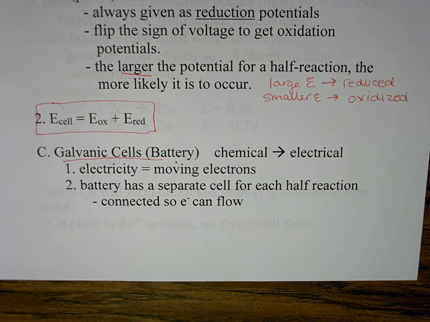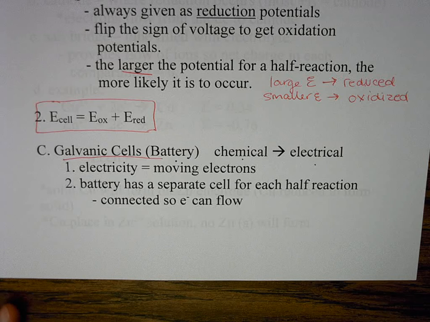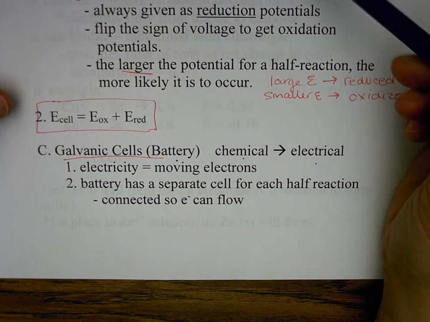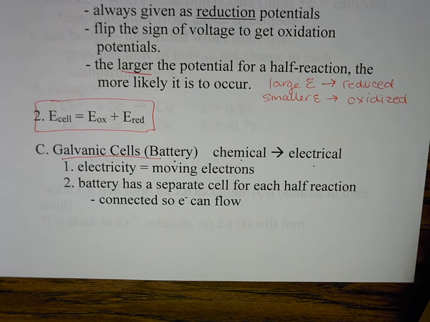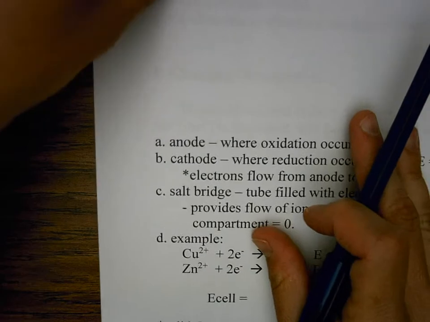But once that chemical reaction runs out of stuff, then the battery is dead. It doesn't work anymore. And that chemical potential energy is turning into electrical energy. Electricity is just moving electrons, which is why all these redox reactions are the whole basis for batteries, because you have electrons being transferred. All right, let's go ahead and look at an example.